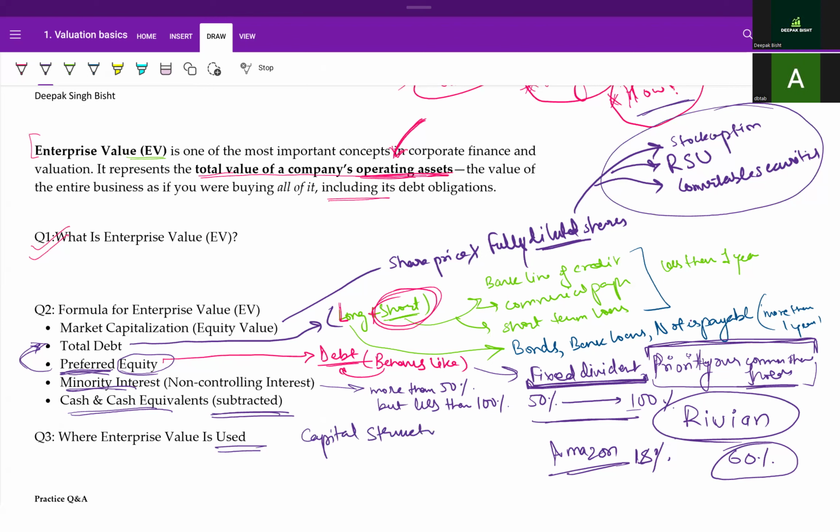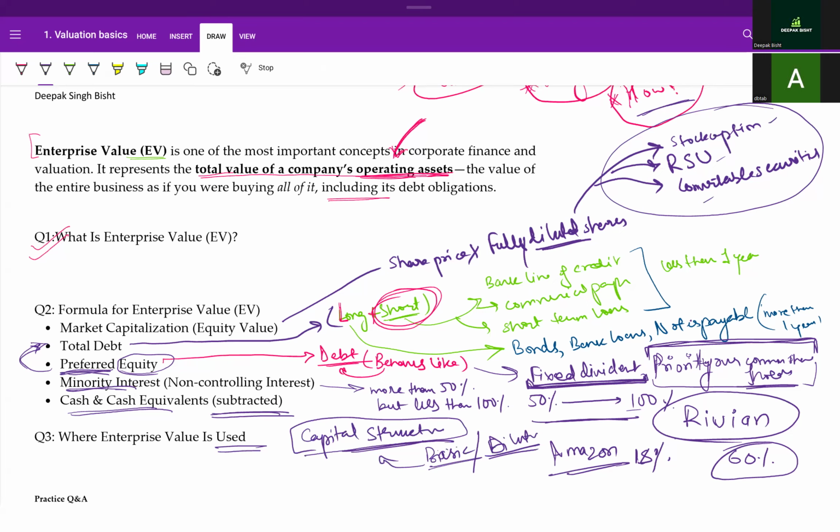Capital structure basically means the type of securities they have raised to fund the company. If the company has previously raised money through stock options, restricted stock options, convertible debt, or preferred equity, then it's all a part of their capital structure. In simple terms: is there going to be any change in my basic number of shares, or are they going to be diluted? For that, you have to understand the company's capital structure.